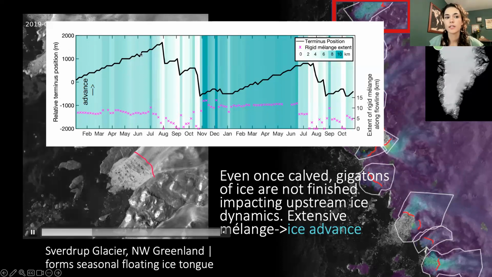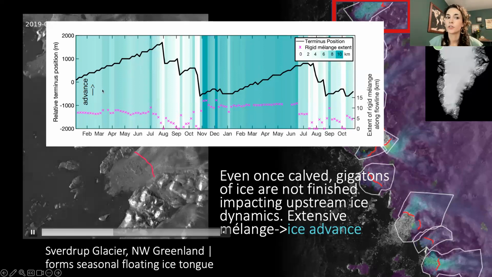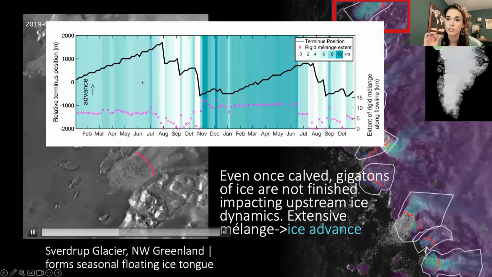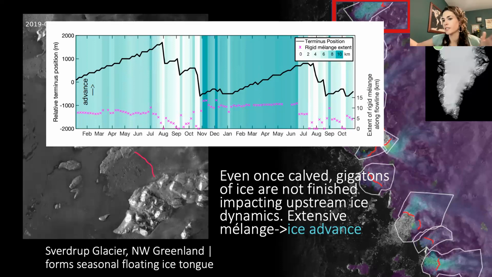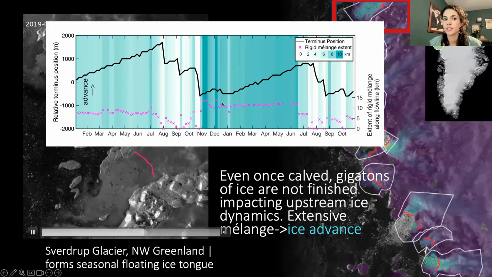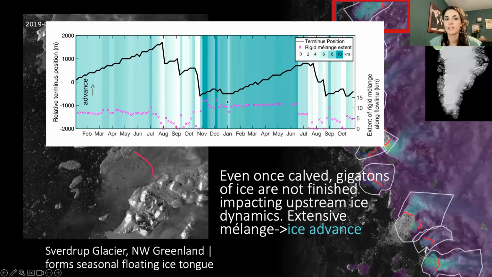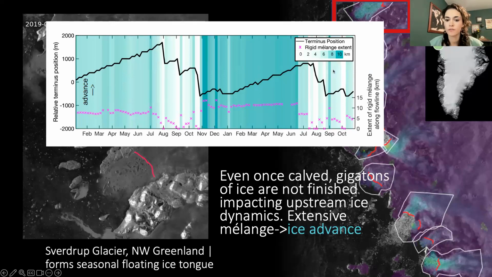And so this black line here in this plot: as the black line moves up on the y-axis, that means the glacier is advancing, and down on the y-axis means there's retreat happening. And the green colors indicate that there is mélange there, and the darker the green, the larger the extent of mélange, so the mélange extends further out into the fjord. Just from eyeballing this, you see that the green areas coincide with when there's mélange, and that's when the glacier is also advancing.